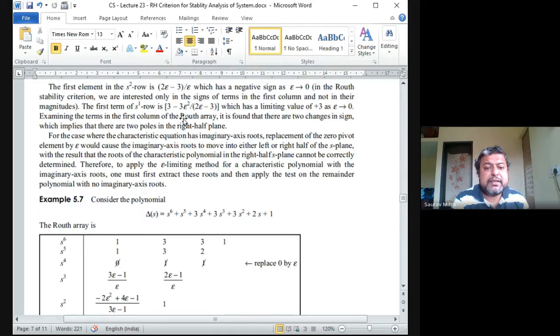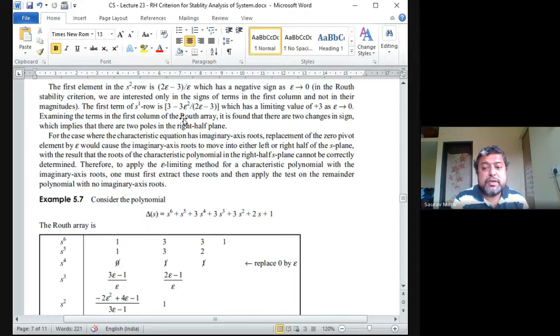So for the case where the characteristic equation has imaginary axis roots, replacement of the zero pivot element. Pivot element is the first element in a row. Okay, if that goes 0, then it is a problem, because you divide by the first pivot element to get the next row element. So you cannot keep it as 0. In that case, the next row element becomes infinity.